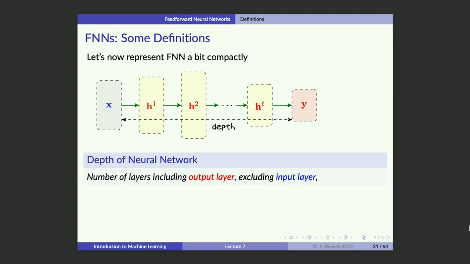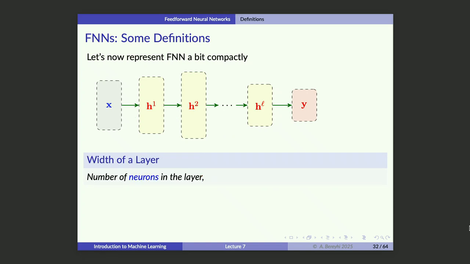Now, here in this diagram, what is the depth? Somebody from the back of the lecture hall, can you tell me what is the depth here? Just to make sure everybody got it right. Is it L or L plus 1? You should exclude the input layer, so I don't count X, but I include the output layer. So how many hidden layers do I have? L, and I have one output layer, so it's L plus 1, right? So the depth is L plus 1.